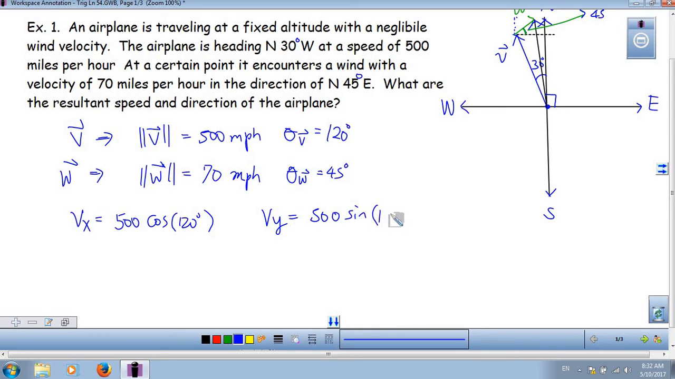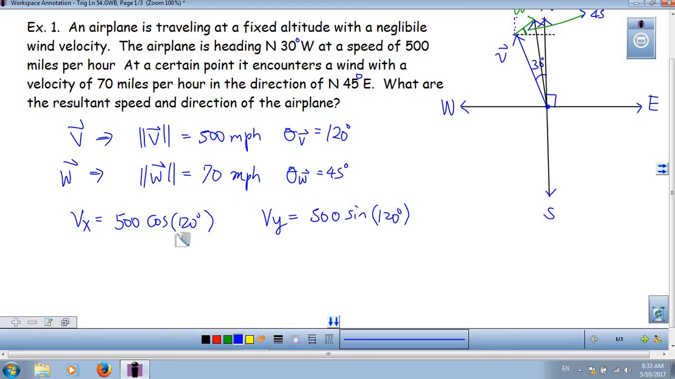sine of the angle, 120 degrees, because the vertical component is the opposite side of the angle. So we know Vx is 500 cosine, because 500 is the magnitude of the vector, which is equivalent to the hypotenuse. Cosine of the angle is x over r, so x is equal to r times cosine of theta, which we did before.